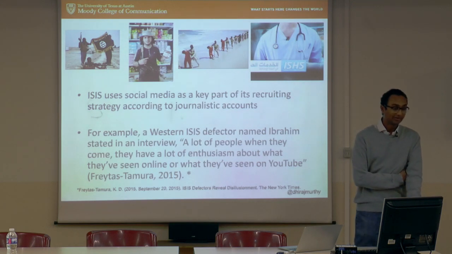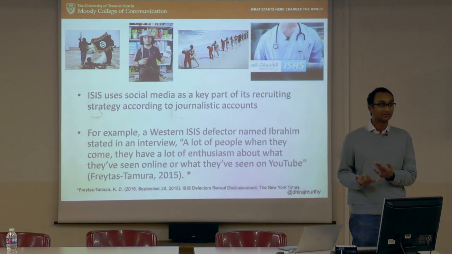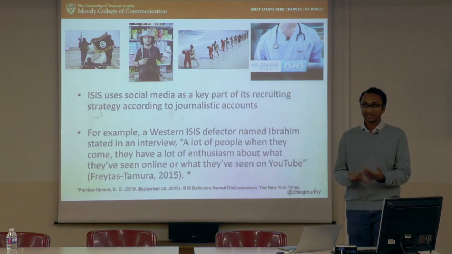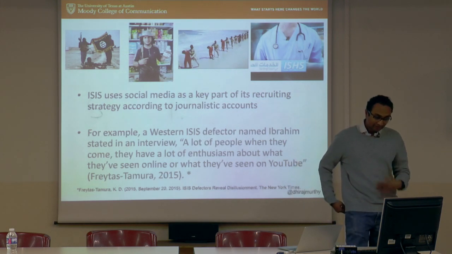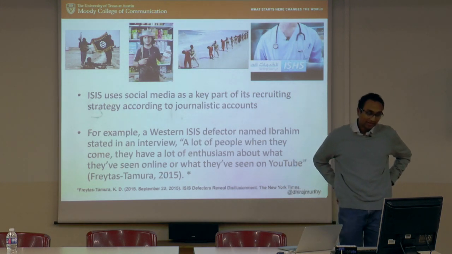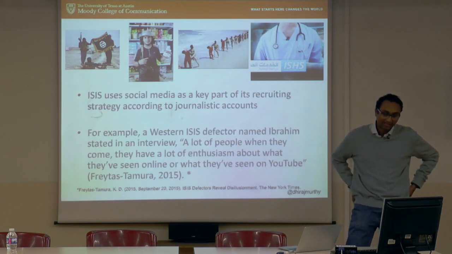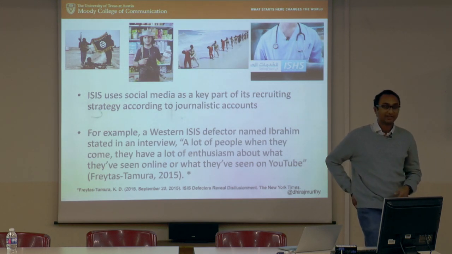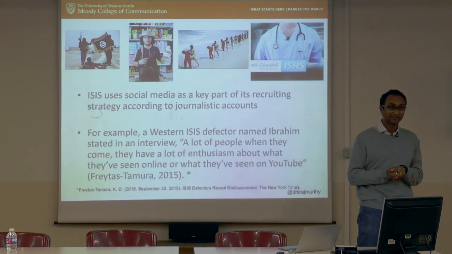And several people within ISIS, well-placed people, have, via journalists, made the argument that as they lose territory, they doubly or triply invest in social media, because that's their way to get people to conduct suicide attacks, et cetera, especially in Western European countries. So I have this quote that comes from the New York Times. A Western ISIS defector named Ibrahim stated in an interview, a lot of people, when they come, they have a lot of enthusiasm about what they've seen online or what they've seen on YouTube. And I had read this piece, actually, before conducting my research, along with other things as part of my lit review, and it really cottoned on to me.